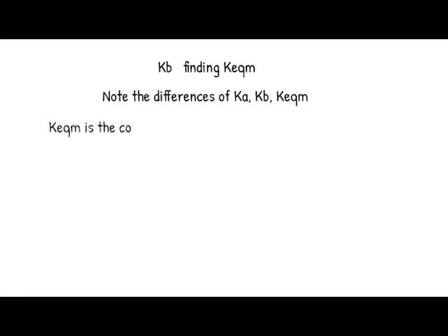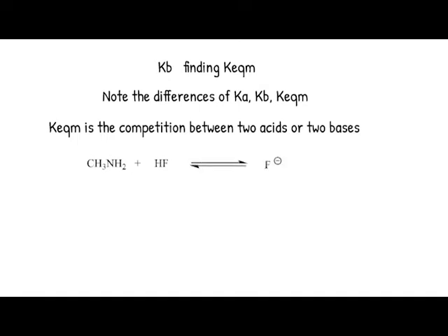K equilibrium is a competition between two acids if Ka values are given, or two bases if the Kb values are given. Here is an example of a Bronsted-Lowry acid-base reaction. This is a reaction where only the Kb values of the bases are known. Methylamine reacts with hydrofluoric acid to produce the conjugate pairs, the fluoride ion and the methyl ammonium ion.